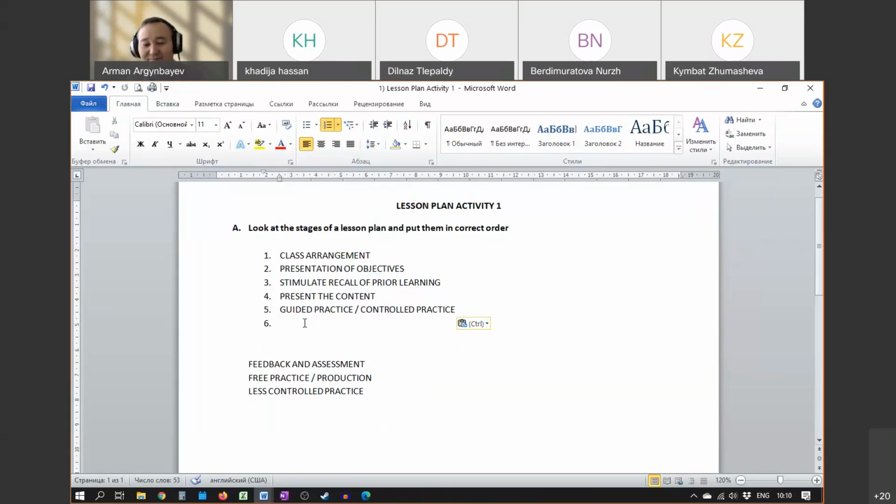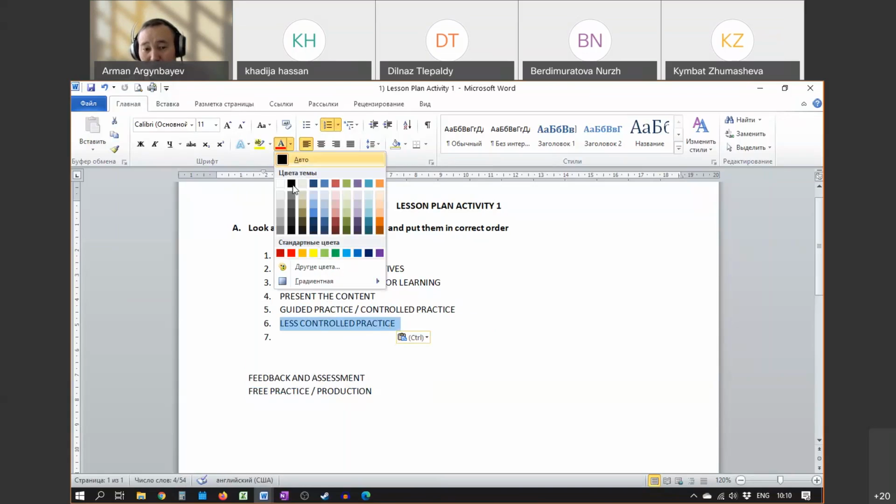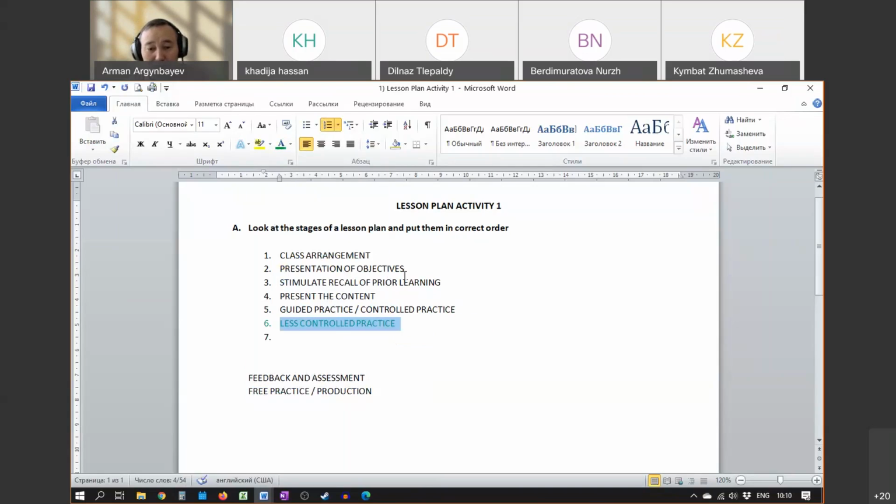Less controlled practice, or less guided practice. Again, sometimes teachers skip this part. I'll highlight two parts that we sometimes skip. After the controlled practice, they immediately move to free practice. But this is also okay.